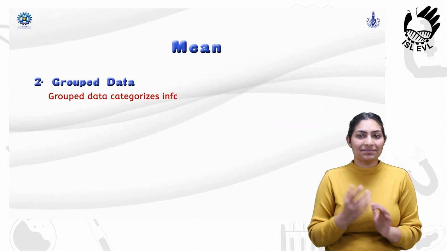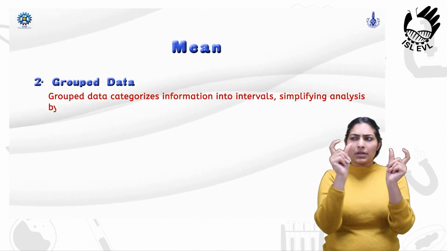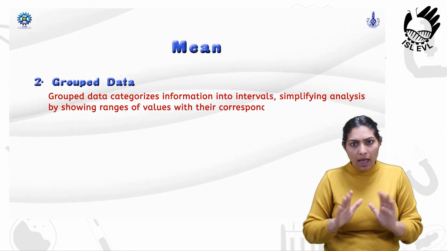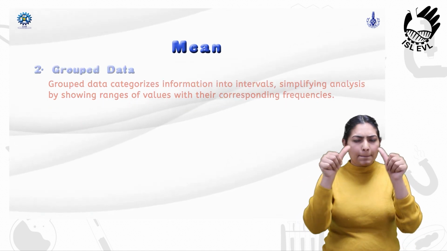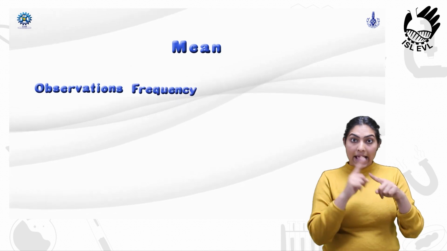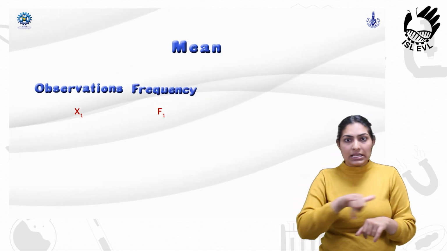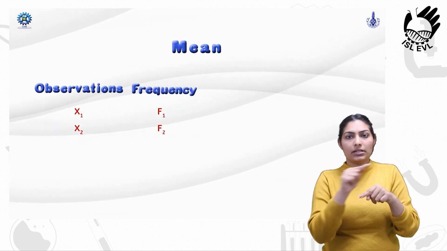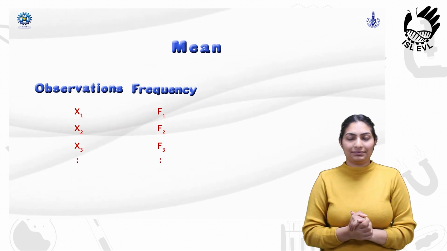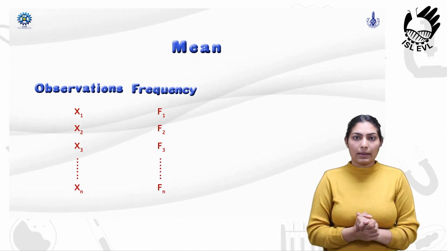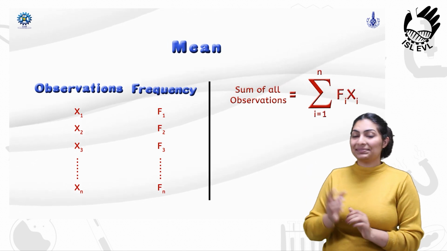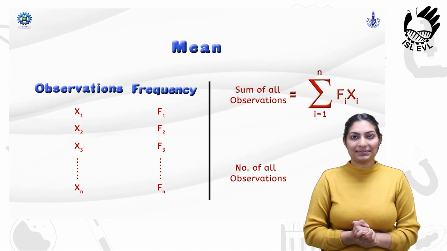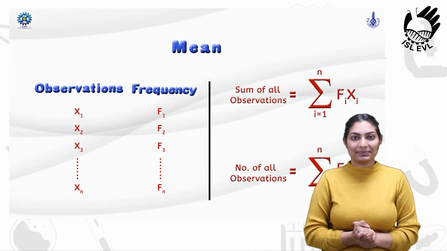Grouped data categorize information into intervals, simplifying analysis by showing ranges of values with their corresponding frequencies. Now consider that an observation, frequency of x1 is f1, x2 is f2, x3 is f3, similarly xn is fn. Then we can get the sum of all the observations in this way and number of all the observations in this way.